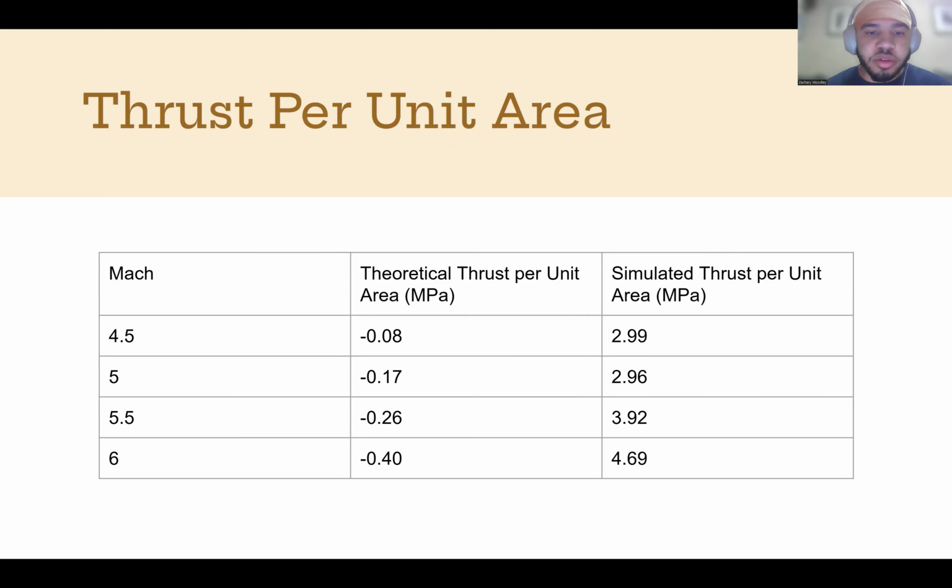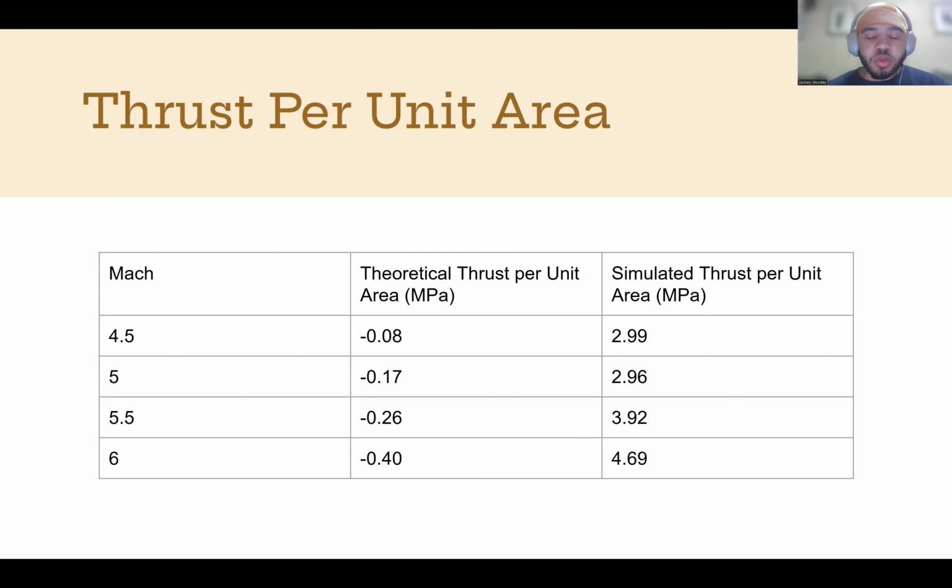And then for the thrust per unit area, we got results for Mach 4.5, 5, 5.5, and 6. We did this by using the mass flow. For the theoretical thrust per unit area, we got for 4.5, negative 0.08, and the simulated was 2.99. Then for 5, it was negative 0.17 for the theoretical, and for the simulated, it was 2.96. For 5.5, it was negative 0.26, and 3.92 for the simulated. And then for Mach 6, it was negative 0.4, and for the simulated, it was 4.69.